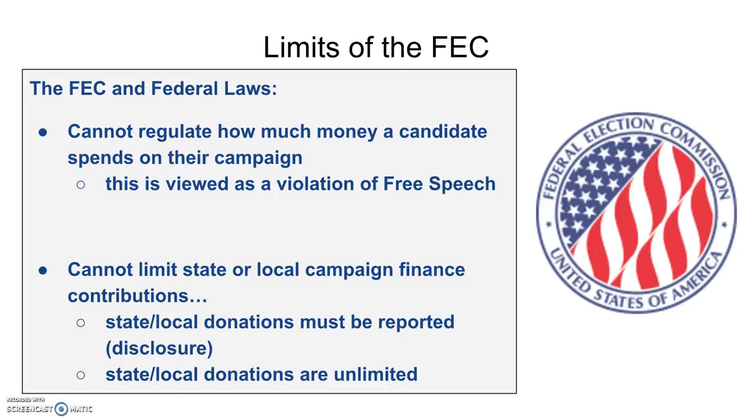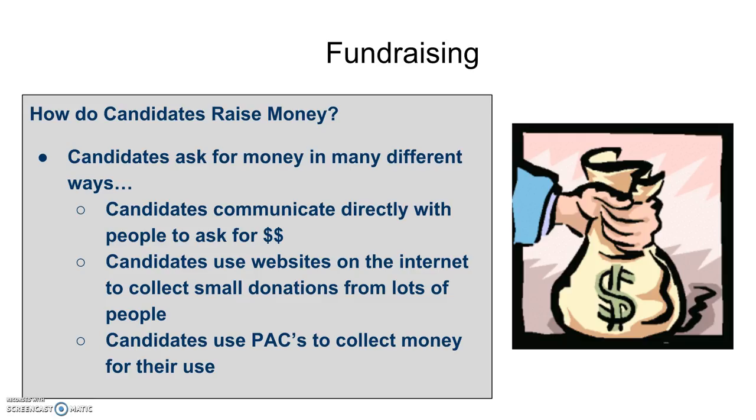The other limitation that the FEC faces is that they only can govern, they only can regulate federal level elections. So state and local campaign finance is regulated elsewhere. There are not as many rules. State and local donations have to be reported. In other words, the disclosure element is there. But when you're donating to state and local elections, there's no donation limits. There's no contribution limits the way that there are at the national level. So those are the rules and those are the limits on the FEC.